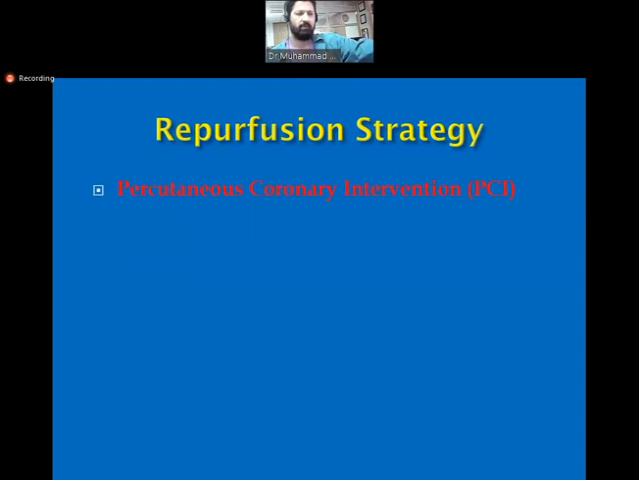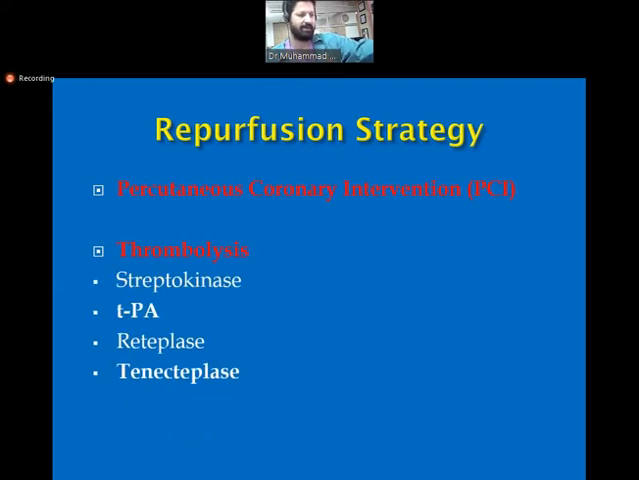So what are the strategies for reperfusion? We have basically two strategies, that is percutaneous coronary intervention, PCI. In case of acute MI, it is called primary percutaneous coronary intervention. And the other is thrombolytics. The clot or thrombus that has formed and totally occluded the coronaries, we can give thrombolytics to thrombolyze that thrombus and establish the blood flow. These are the thrombolytics: streptokinase, TPA, reteplase, tenecteplase. These are being used for cases of acute MI. In our setup, we use streptokinase due to financial reasons.